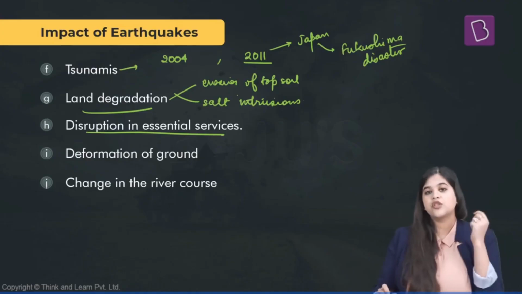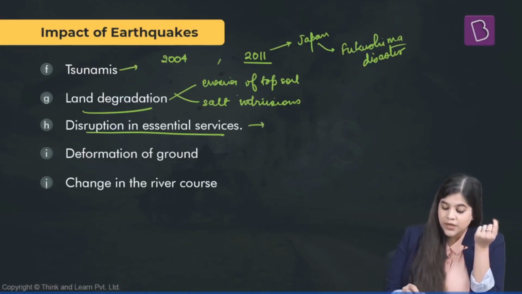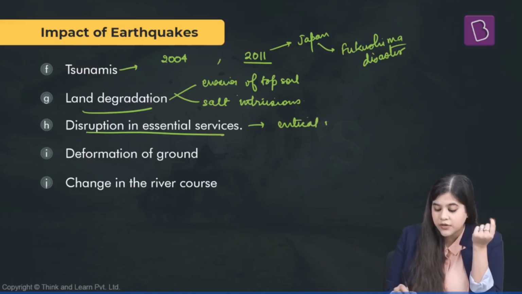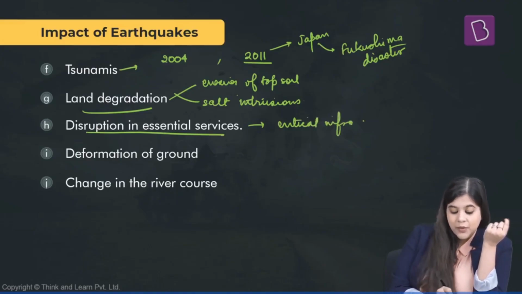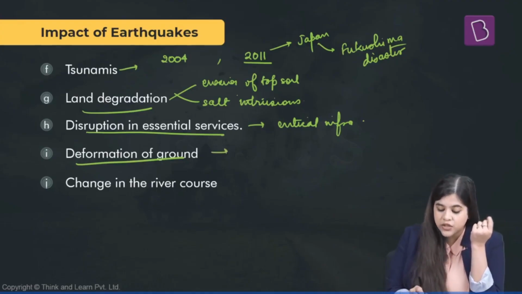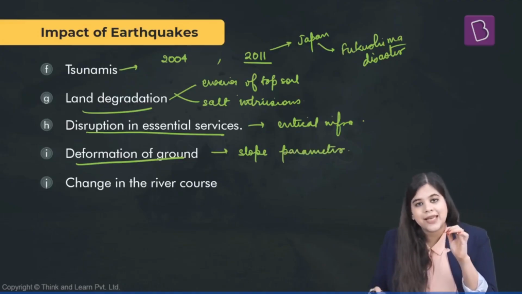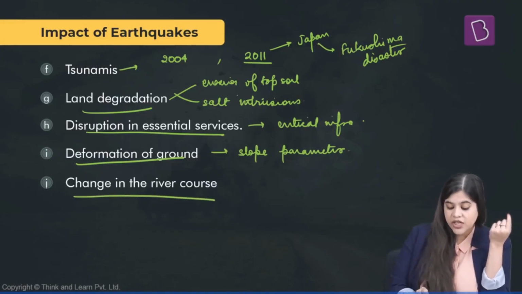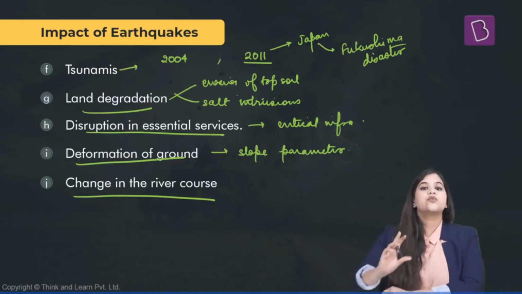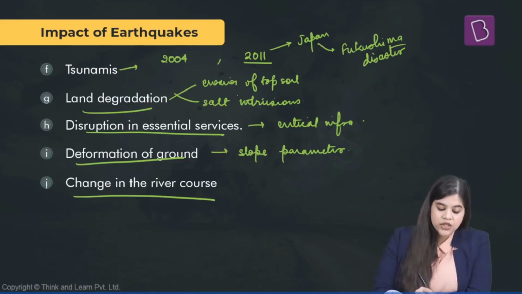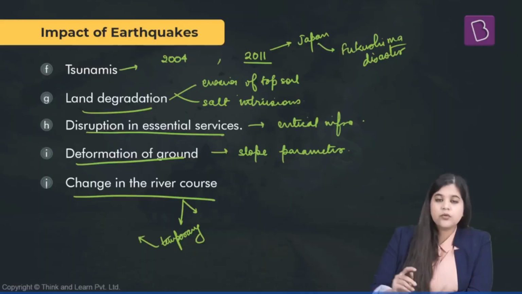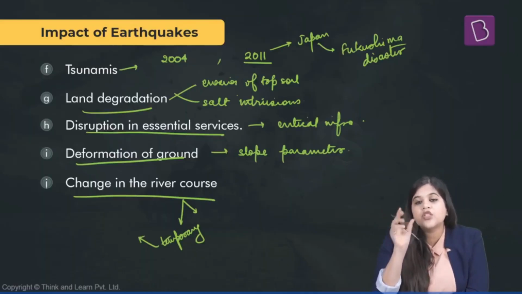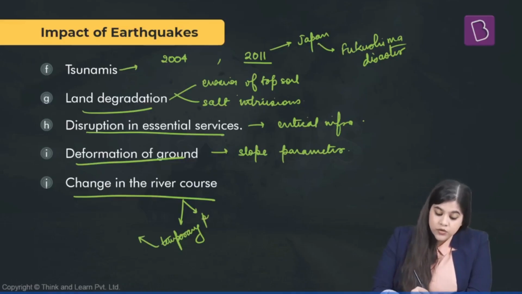There is also a disruption of essential services when the critical infrastructure is hit. There can be deformation of ground or change in the slope parameters of the ground in that area. And this can also cause a change in the course of the rivers that usually flow in that area. Now, this change in river course can be both temporary, due to a temporary blockage of the river course, or it can also be permanent.